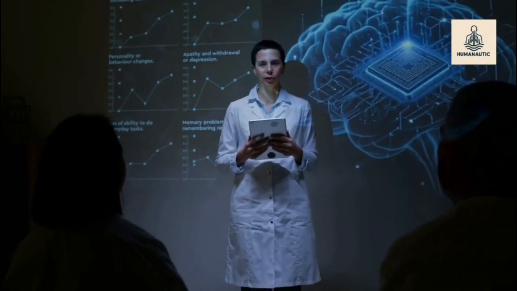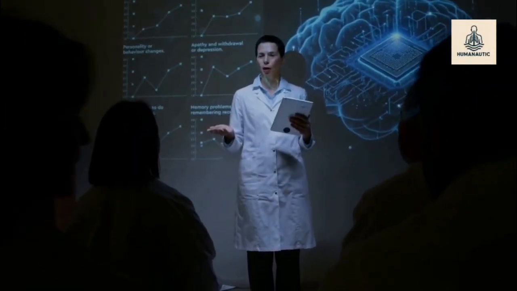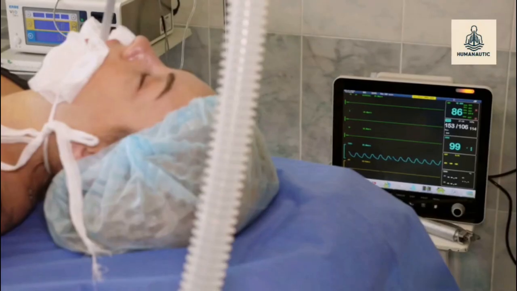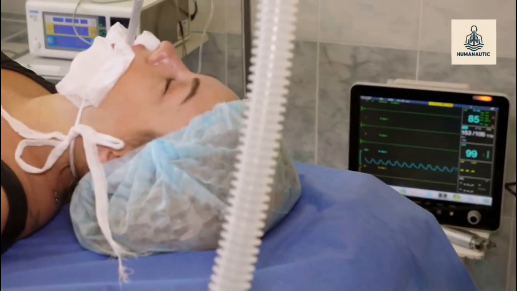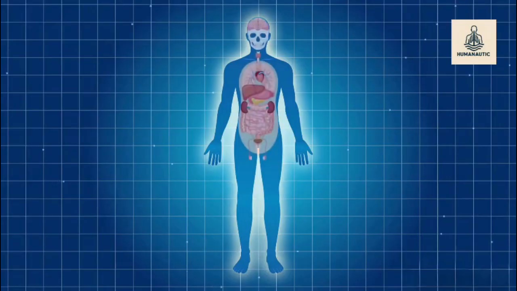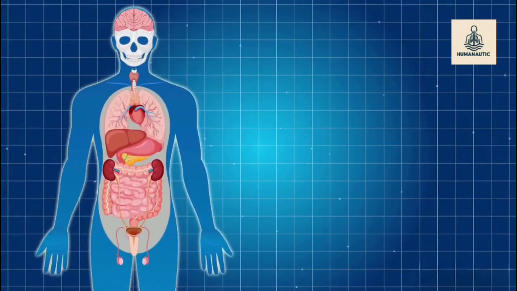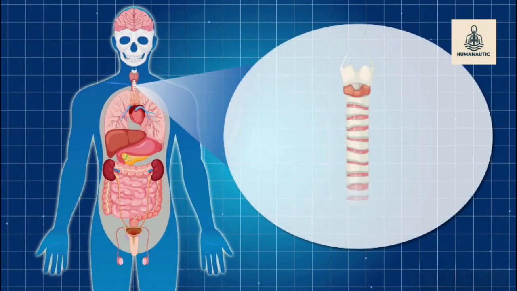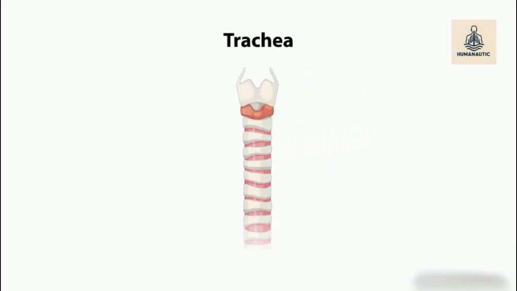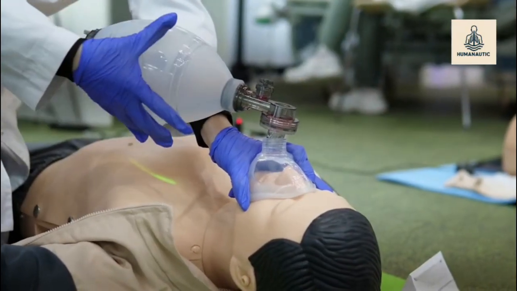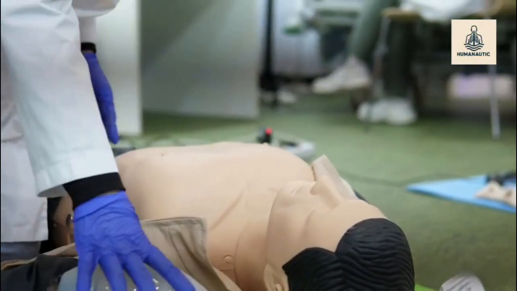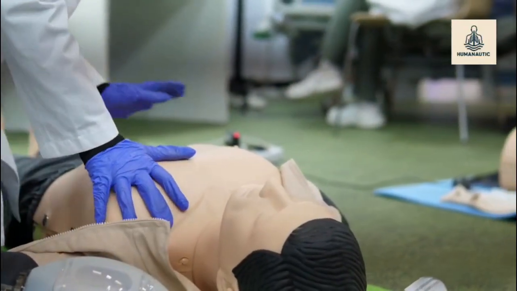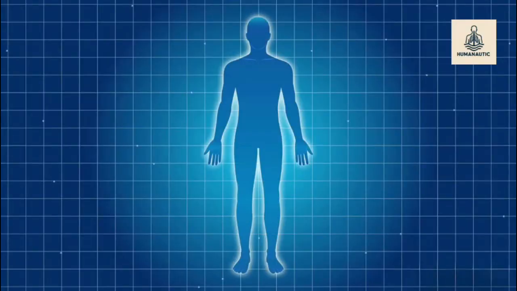Hello Humanauts, in today's video, we'll walk through how to perform a tracheostomy step by step. A tracheostomy is a surgical procedure where an opening is created in the trachea through the neck to establish a direct airway. This procedure is commonly performed in patients who require long-term ventilation, airway protection, or relief from upper airway obstruction. Let's go.